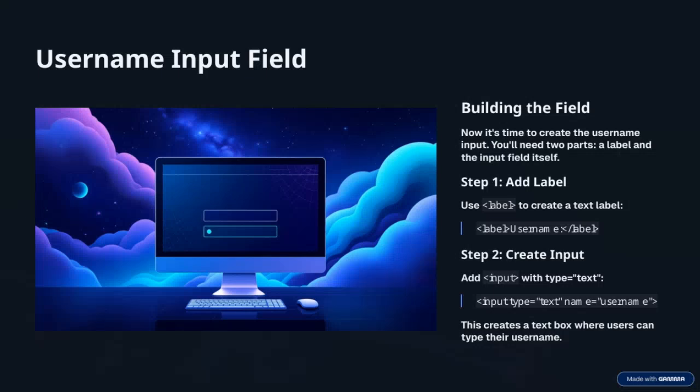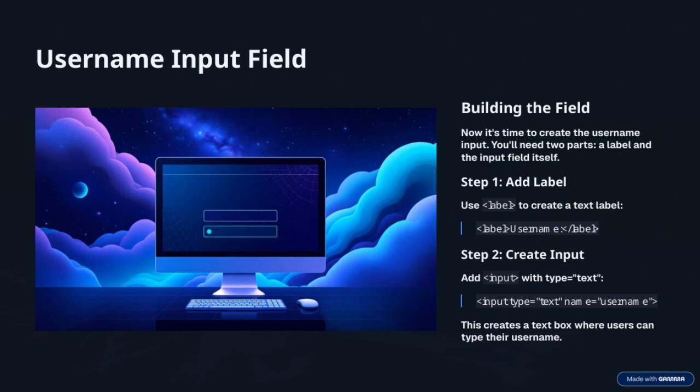Now, let's look at how to create a text box where users can input their username. First, we need to add an input element with the type set to text. This is what makes the box where users can type their username. You can see the code here. Input type equals text, name equals username.